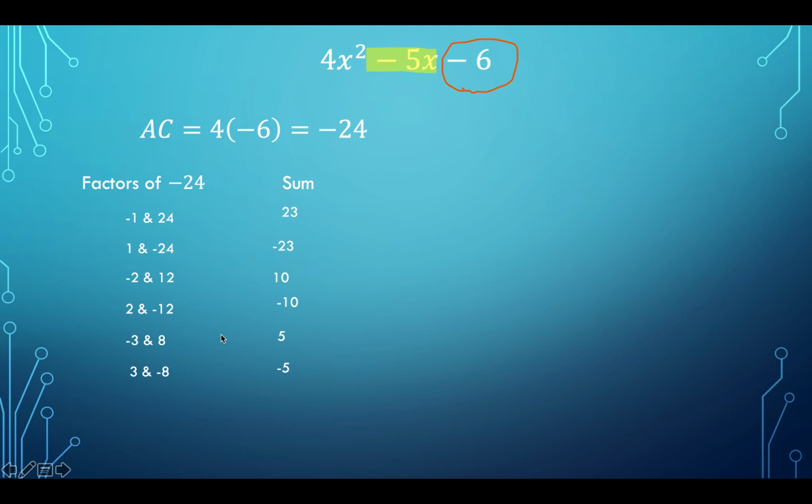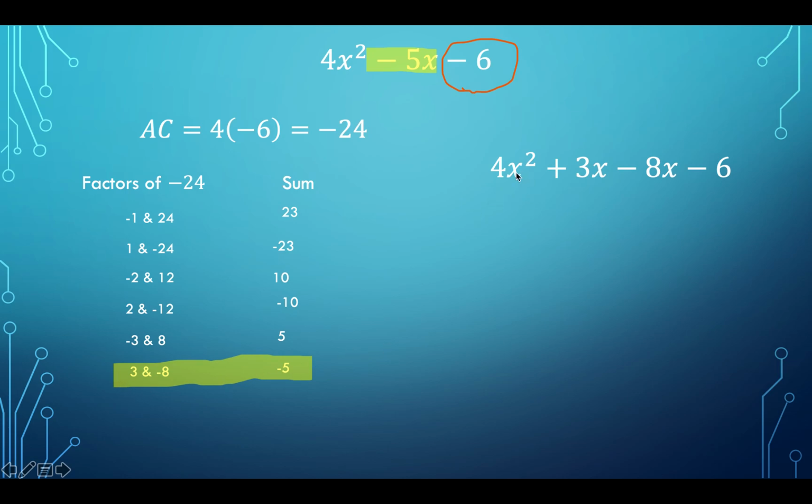We could keep going on with our list for factors of negative 24, but I'm going to stop here. Why? Because I'm looking for a sum of negative 5, and I found my sum of negative 5 right here. So I'm going to highlight that. My next step is to rewrite this negative 5x using the factors that got us the negative 5.